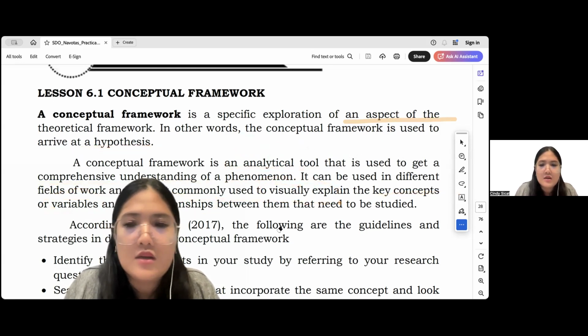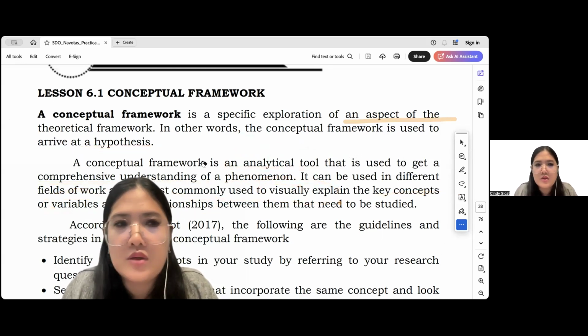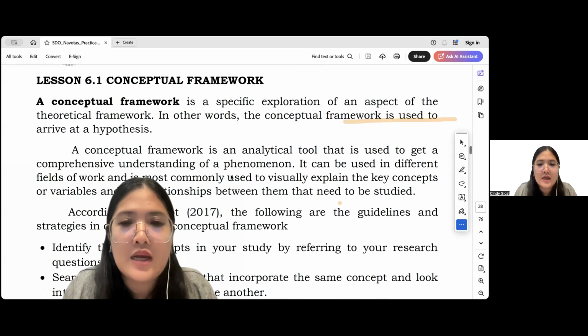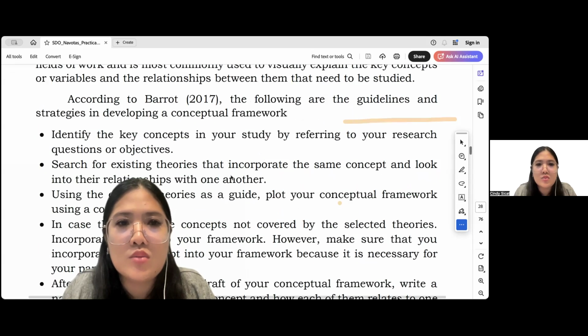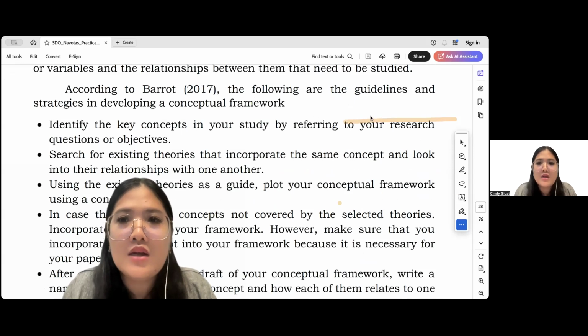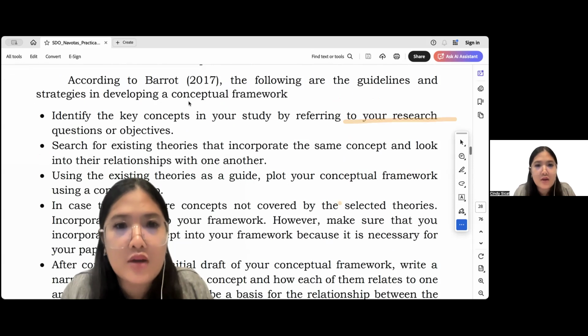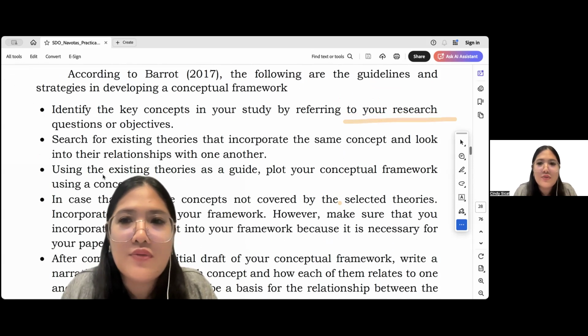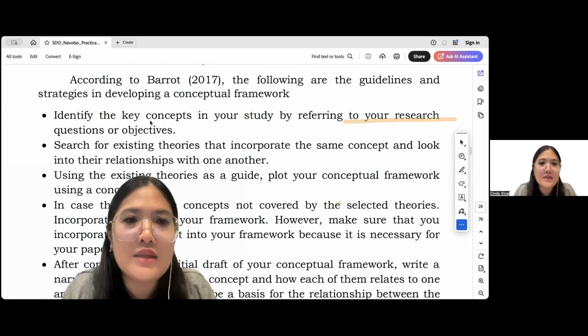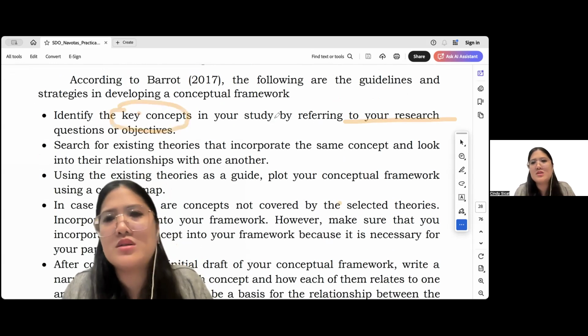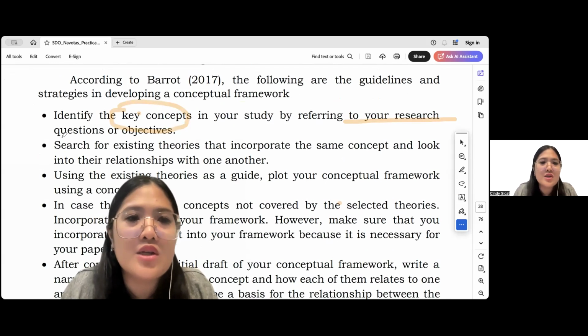As we go further, according to Barrett 2017, here are the guidelines and strategies that we need to develop a conceptual framework. First on the list is that we have to identify the key concepts. So you have to list down your key concepts by referring to your research questions.